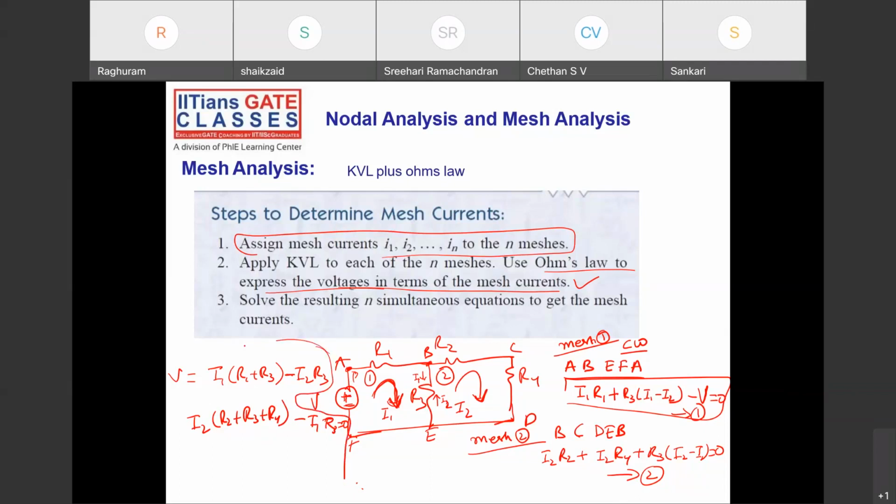Is it clear? What I did is both are the same: I2 R2, I2 R3, I2 R4. See, I2 R2, I2 R4 and I2 R3 minus I1 R3 is equal to 0. Similarly, all the resistances in this mesh, R1 and R3, into I1 minus the current in the other mesh, I2, into the common resistance R3, is equal to V. Okay, clear?